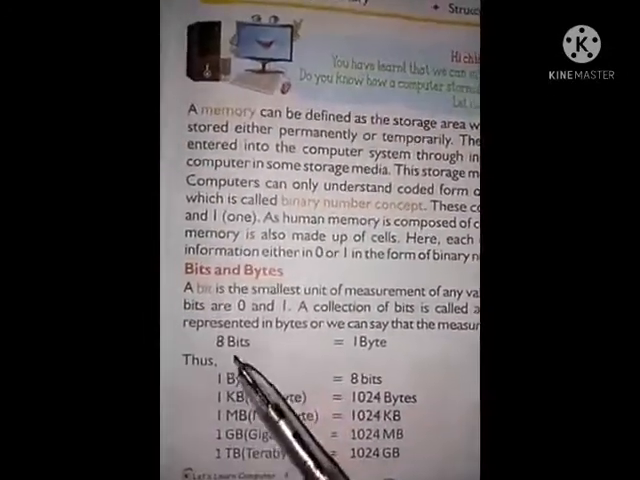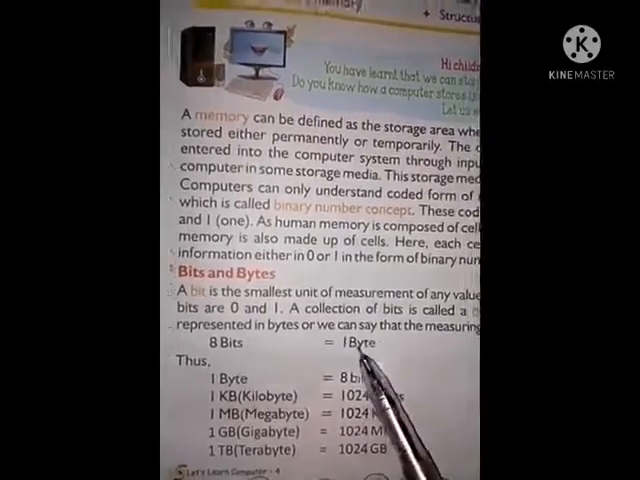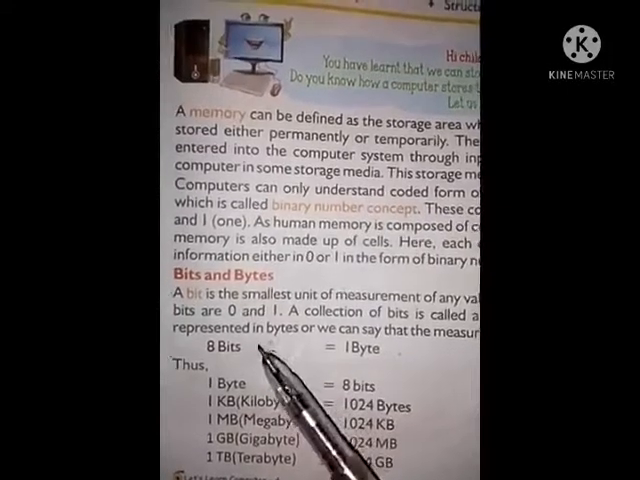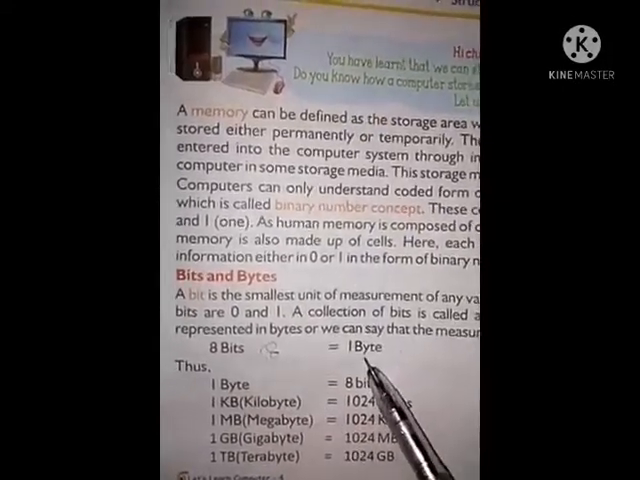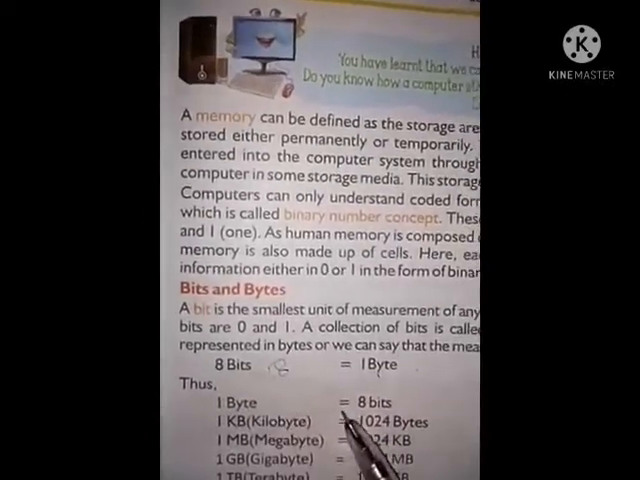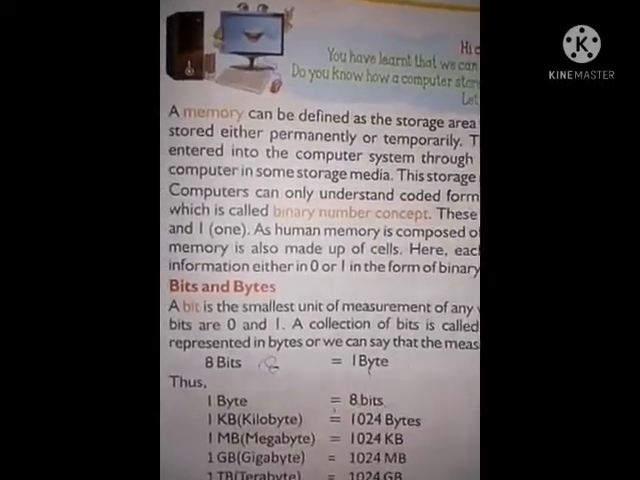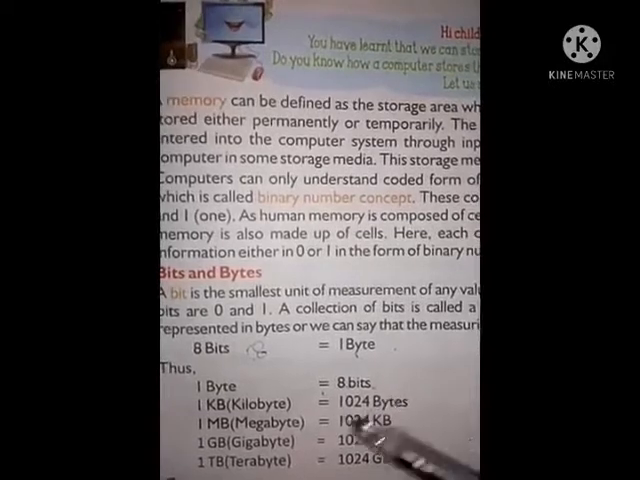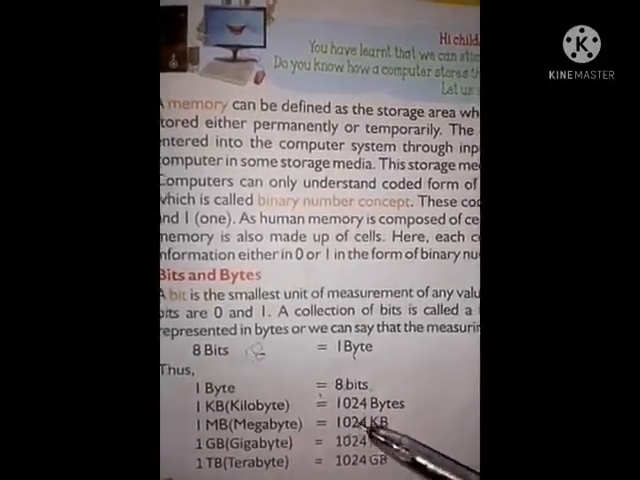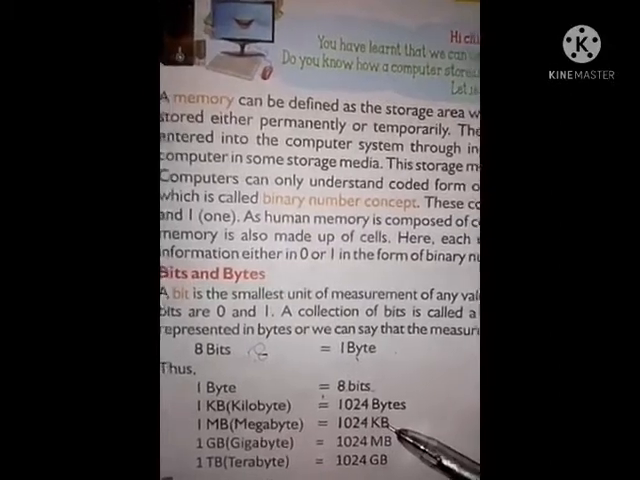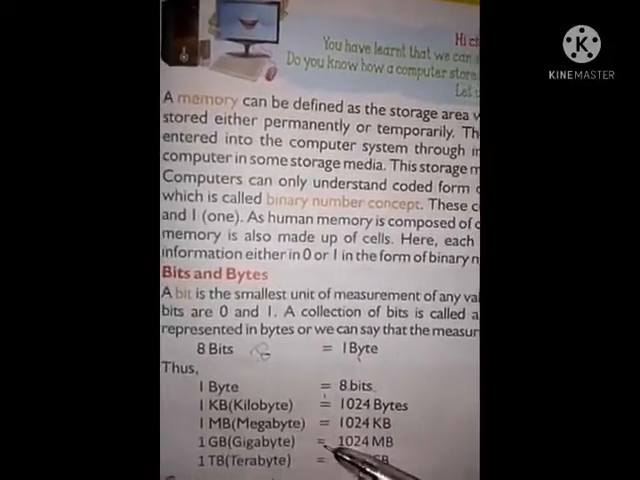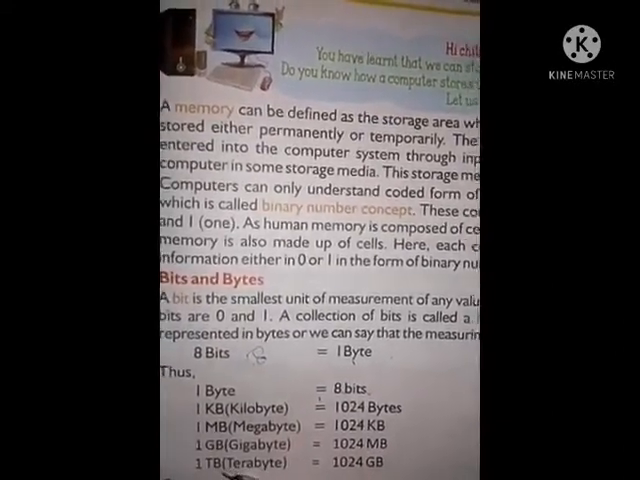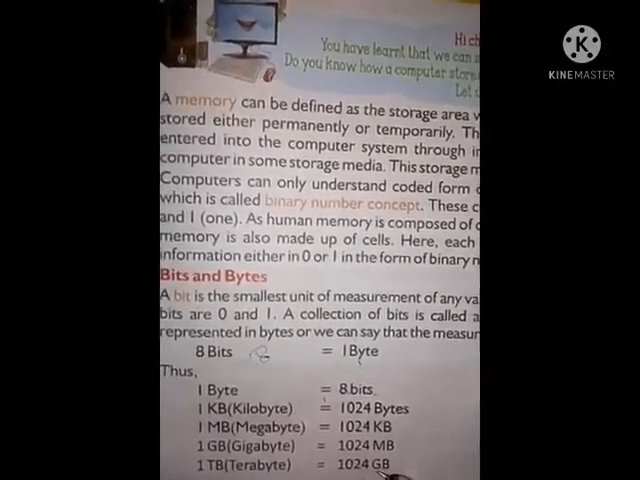Next, see, 8 bits is equal to 1 byte. A collection of 8 bits makes a byte, 1 byte. Okay, thus 1 byte is equal to 8 bits. 1 KB or kilobyte is equal to 1024 bytes. 1 megabyte is equal to 1024 KB. KB means kilobyte. 1 gigabyte is equal to 1024 megabyte. 1 terabyte is equal to 1024 gigabyte.